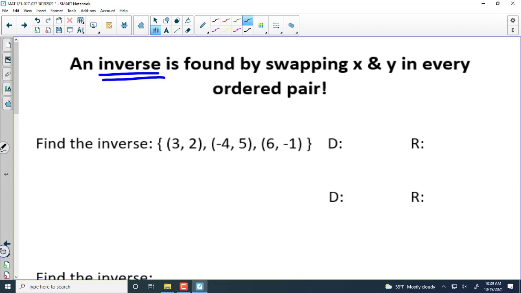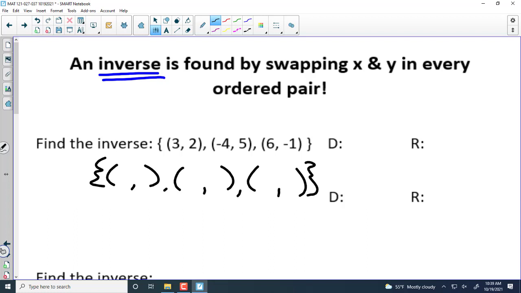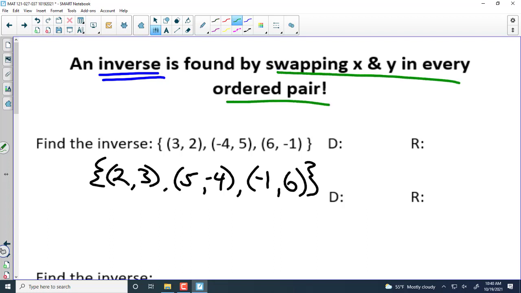And an inverse is found by simply swapping the x and y in every single ordered pair you see. That's all an inverse is, everyone, is you just change the position of x and y. So if someone asked me to find the inverse of this relation right here, then that inverse is going to be 3 ordered pairs. And what's the first ordered pair going to be for the inverse? 2, 3. What's the next one going to be? 5, negative 4. And the last one's going to be? Negative 1, 6. That's how you find an inverse, everyone. You just swap the x and y in every ordered pair.